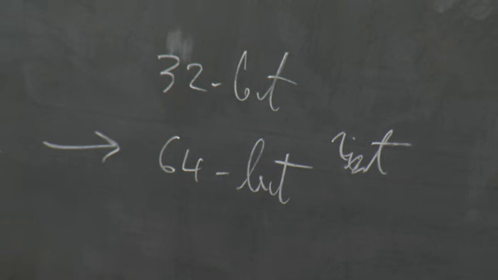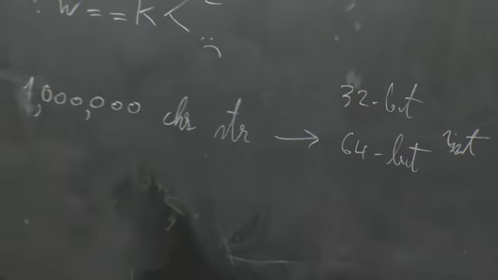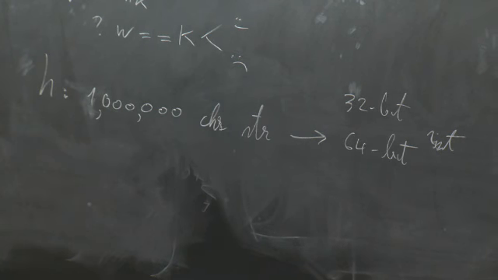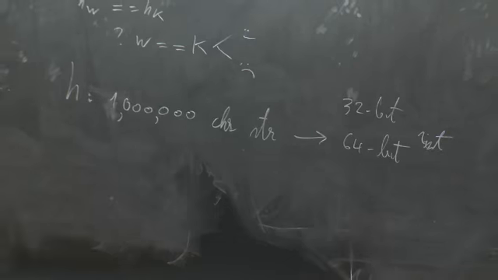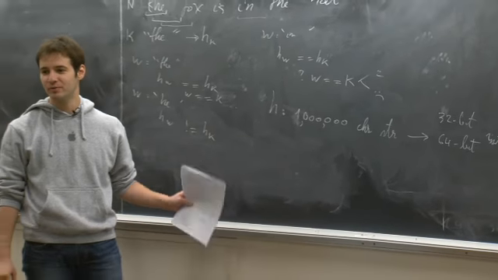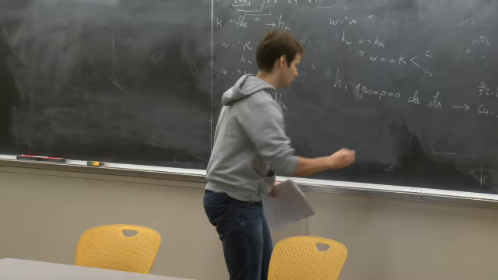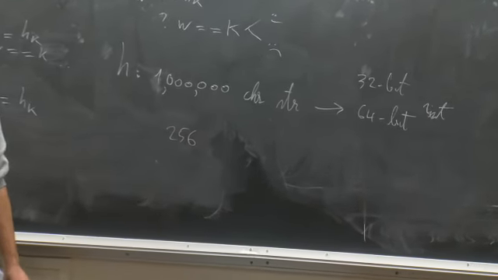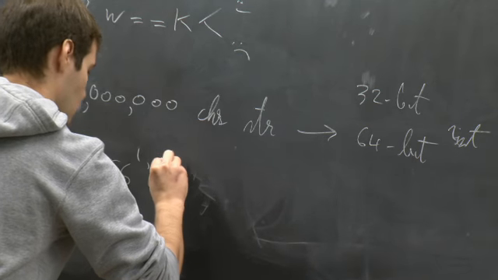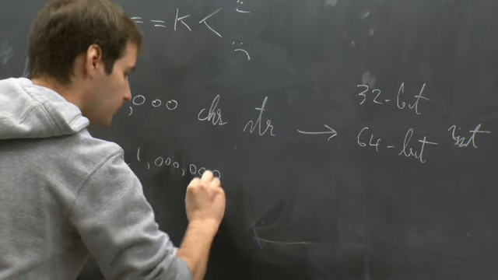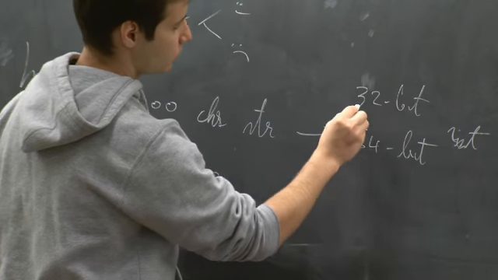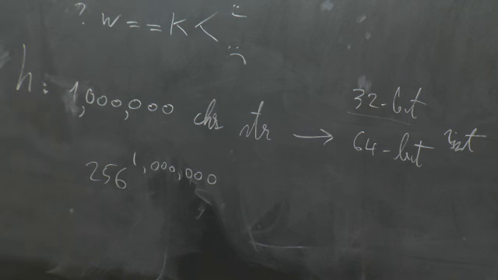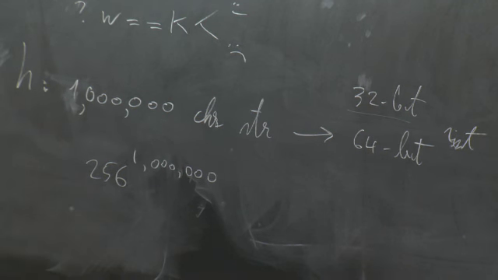OK, so what's the universe size for this function? How many 1 million character strings are there? How many characters are there? Excellent. Let's say we're old school and we're doing ASCII. We don't care about the rest of the world. 256 characters? OK. To the 1 million. Cool. Let's say we're working on an old school computer, since we're old school, and we have a 32-bit word size. How many possible values for the hash function? 2 to the 32.